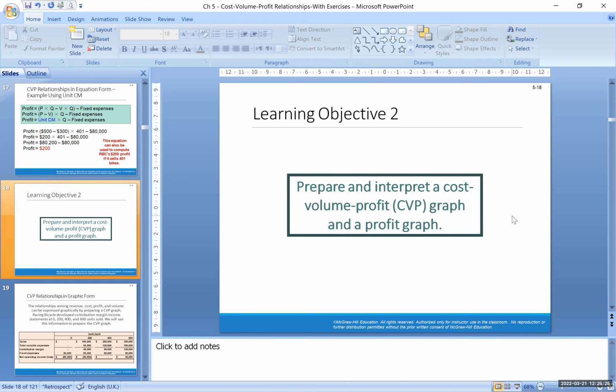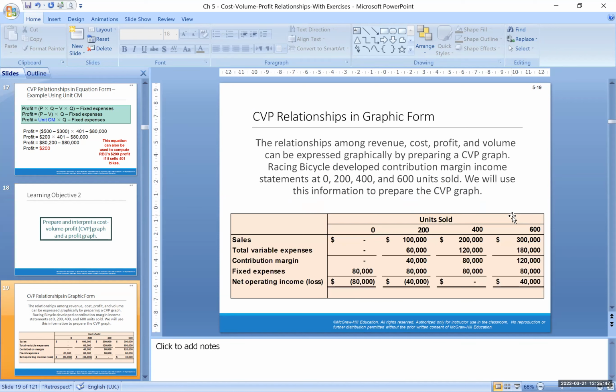Learning objective number 2, and this is also very interesting. Prepare and interpret the cost volume profit CVP graph and the profit graph. We will use the graph in order to understand what the break-even is, and this is an interesting topic. The relationships in graphic form.